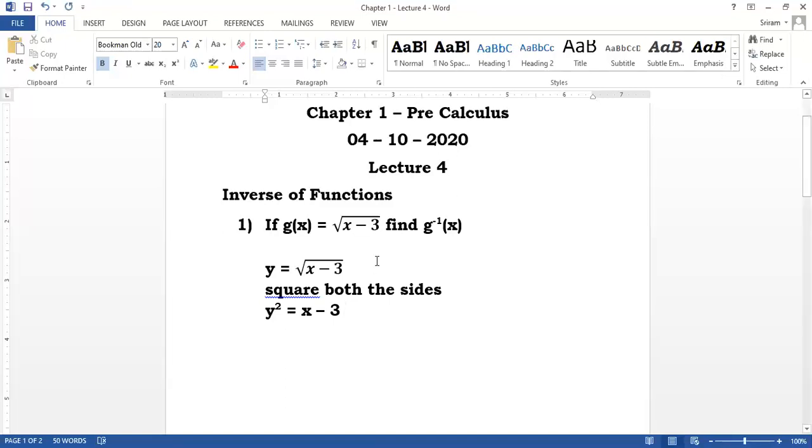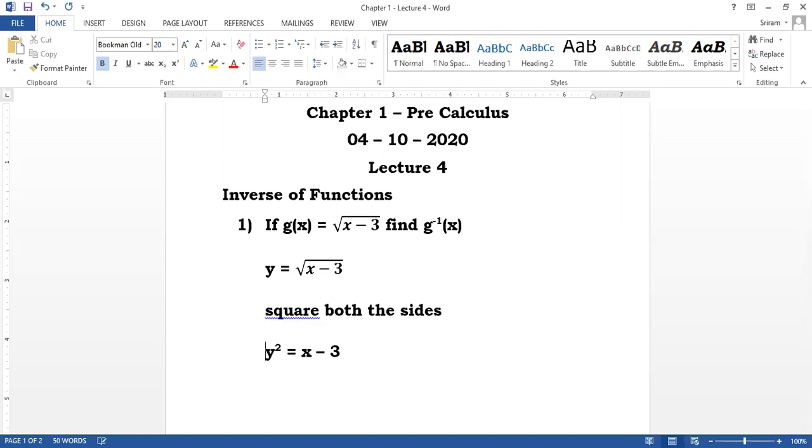So I am going to assume the given function as y. What is the given function here? Root x minus 3. Here I have a root, so I want to cancel the root. How to cancel the root? You know that very well. If I square both the sides, the root will get cancelled. So y will become y squared, and this will become x minus 3.